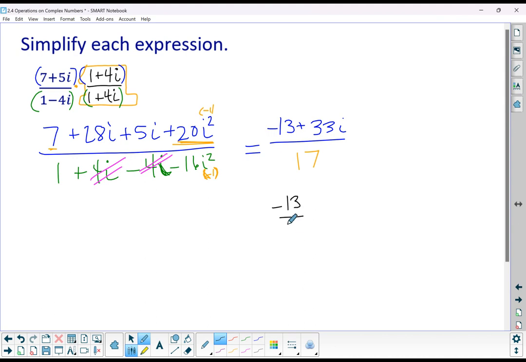The real part is -13/17, and the imaginary part is positive 33/17 i. So you can see this real part right here and the imaginary part right here. And that 17 is just dividing both parts, both terms in that complex number. So this is our answer. If I have the number 7 plus 5i and I'm dividing by the number 1 minus 4i, my answer is -13/17 plus 33/17 i.